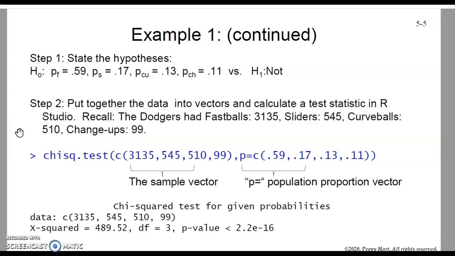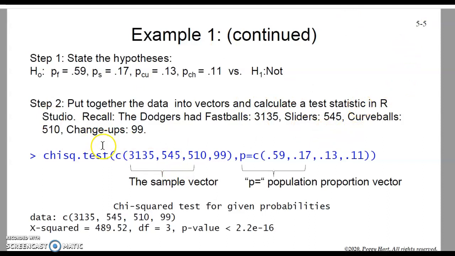Okay, so recall the Dodgers had fastballs 3,135, sliders 545, curveballs, right? That's what we had for our data. The data is really weird, right? It's like a vector. Okay, so here's what we do for the chi-square test.